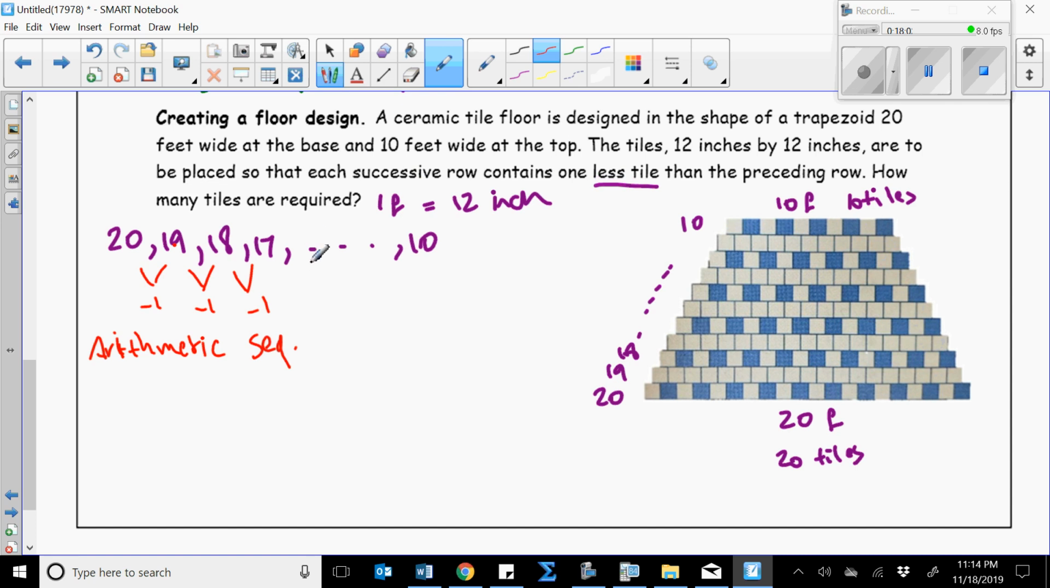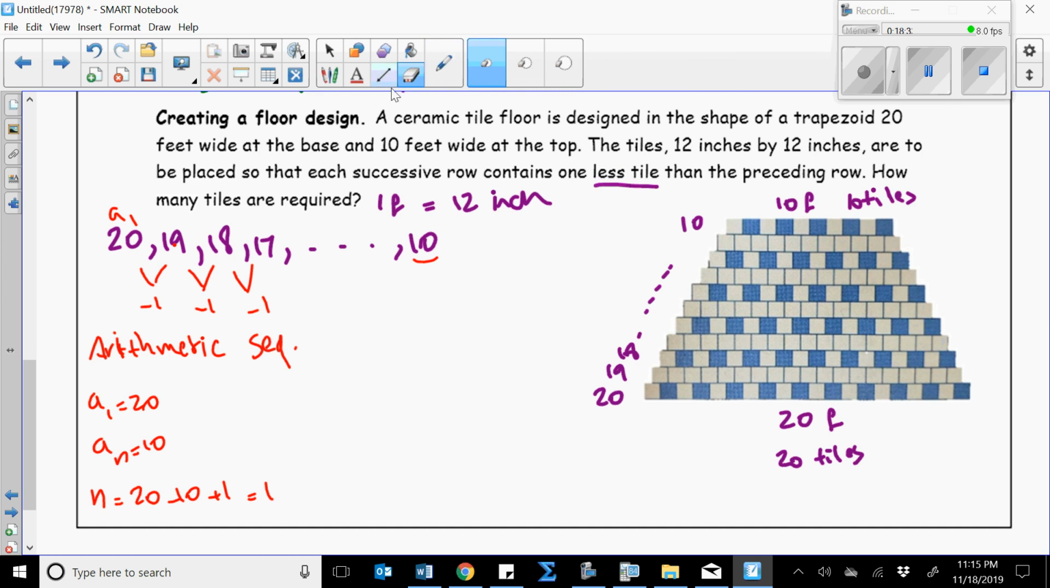Okay, so in this sequence, I have A1, which is 20. I have the last term, AN, which is 10. And I need to find the number of the terms. How many terms do I have? You can subtract 20 minus 10 and then add 1. So I have 10 terms here. Oh, I'm sorry. It's 11. So we have 11 terms here because 20 minus 10 is 10 plus 1 is 11.